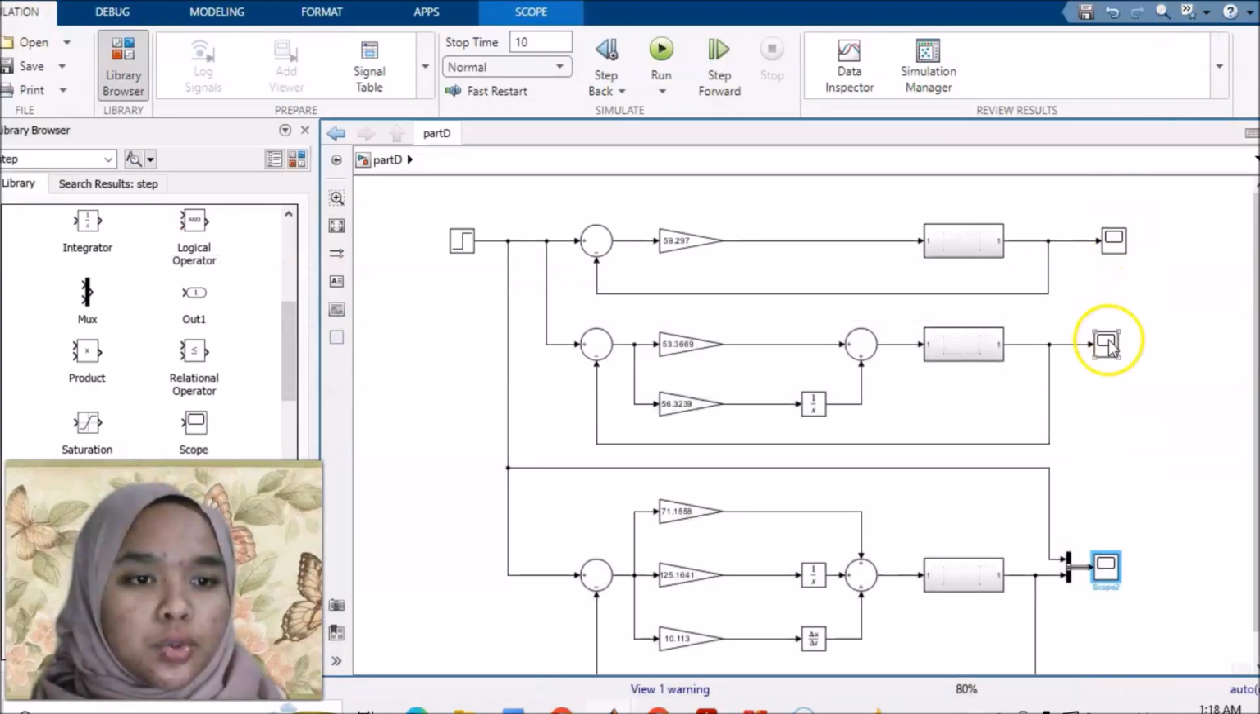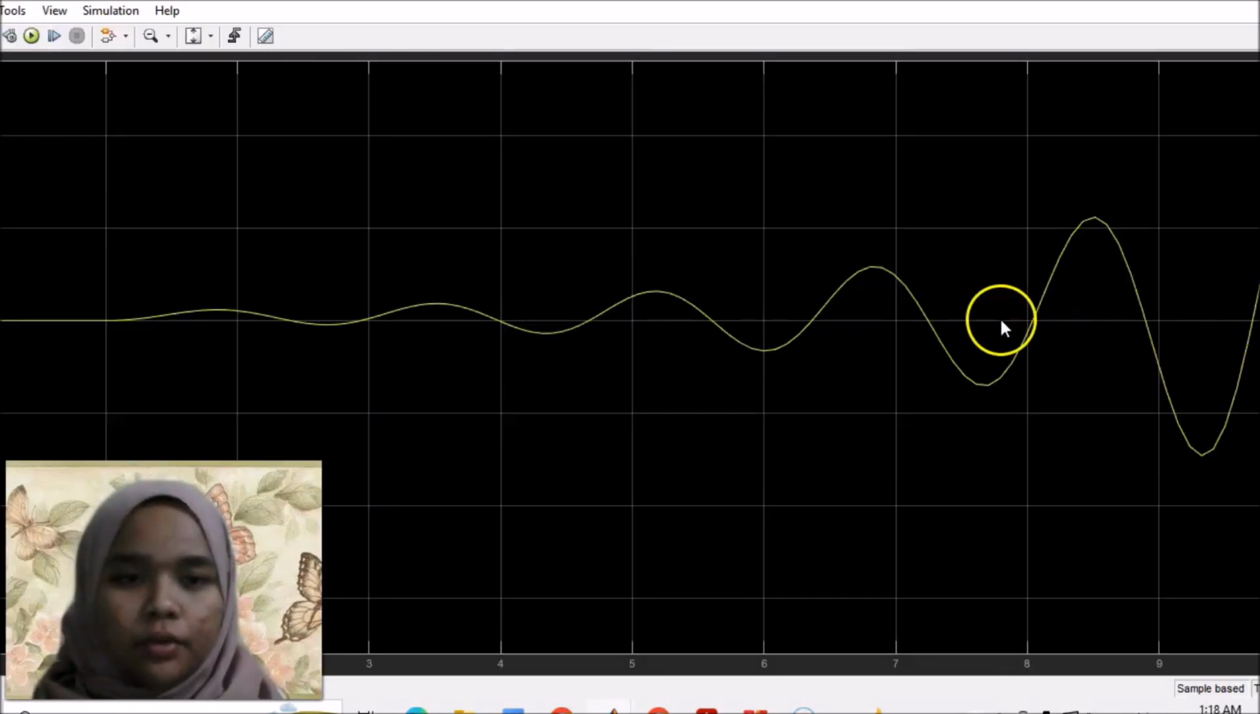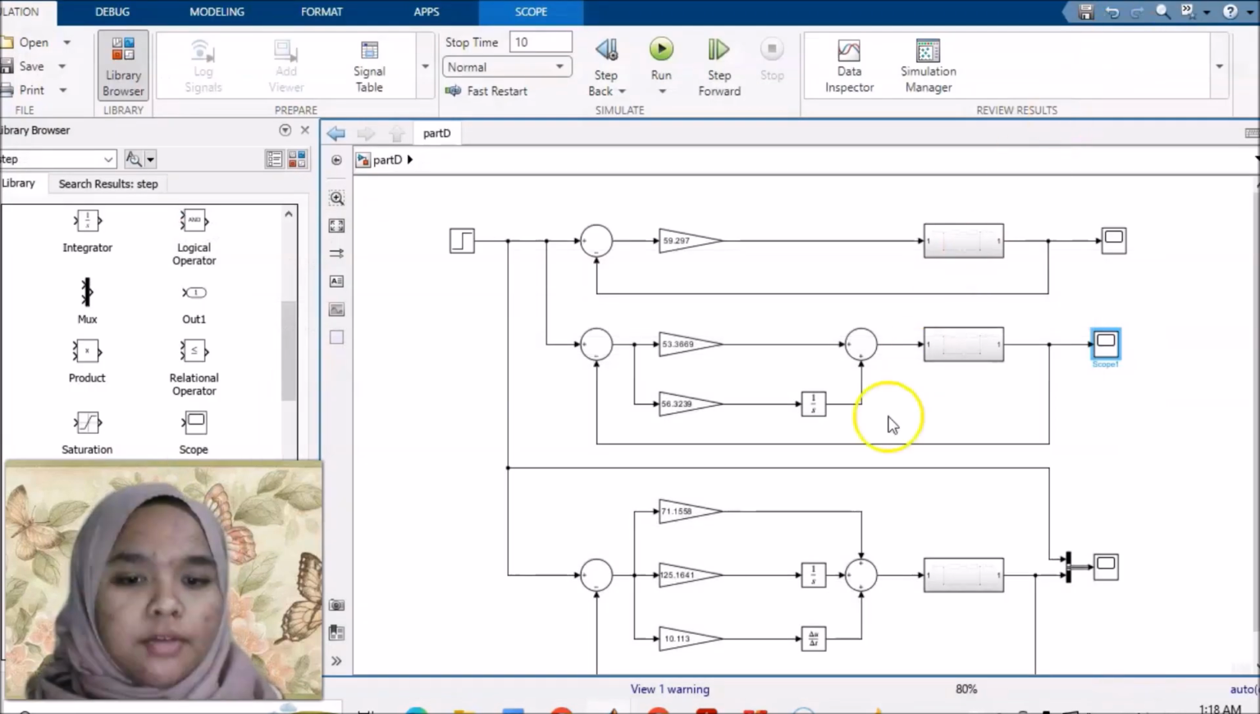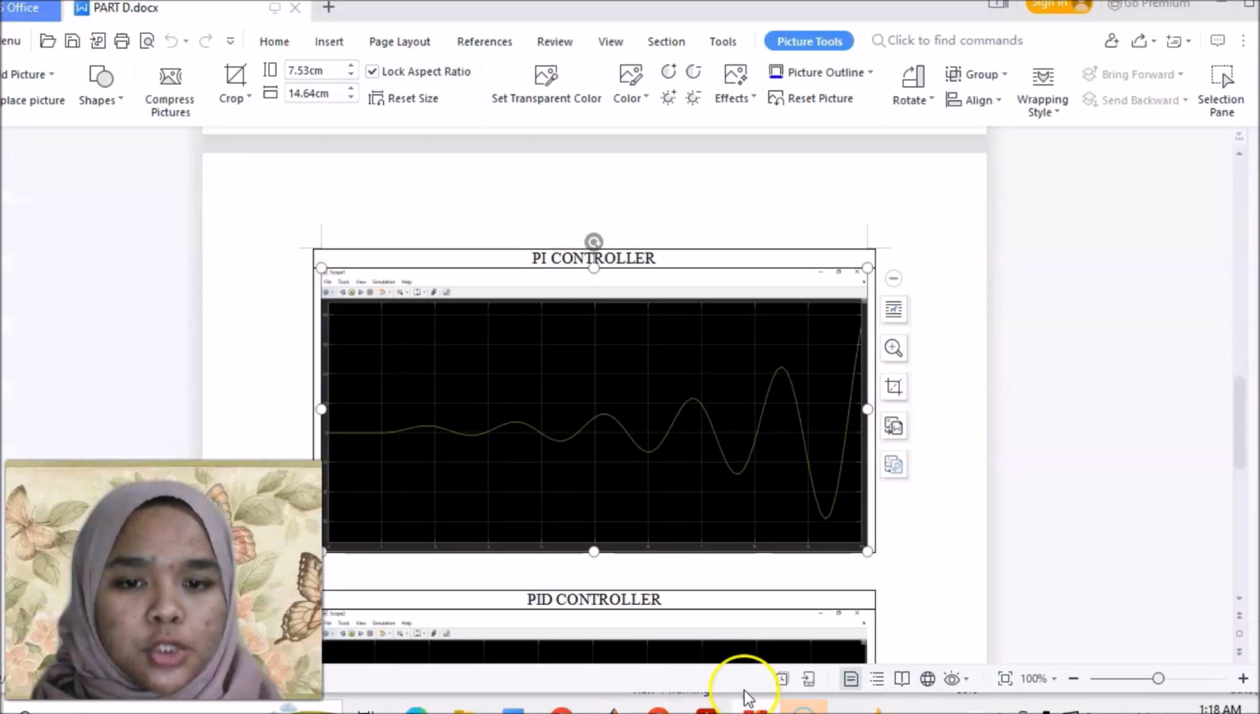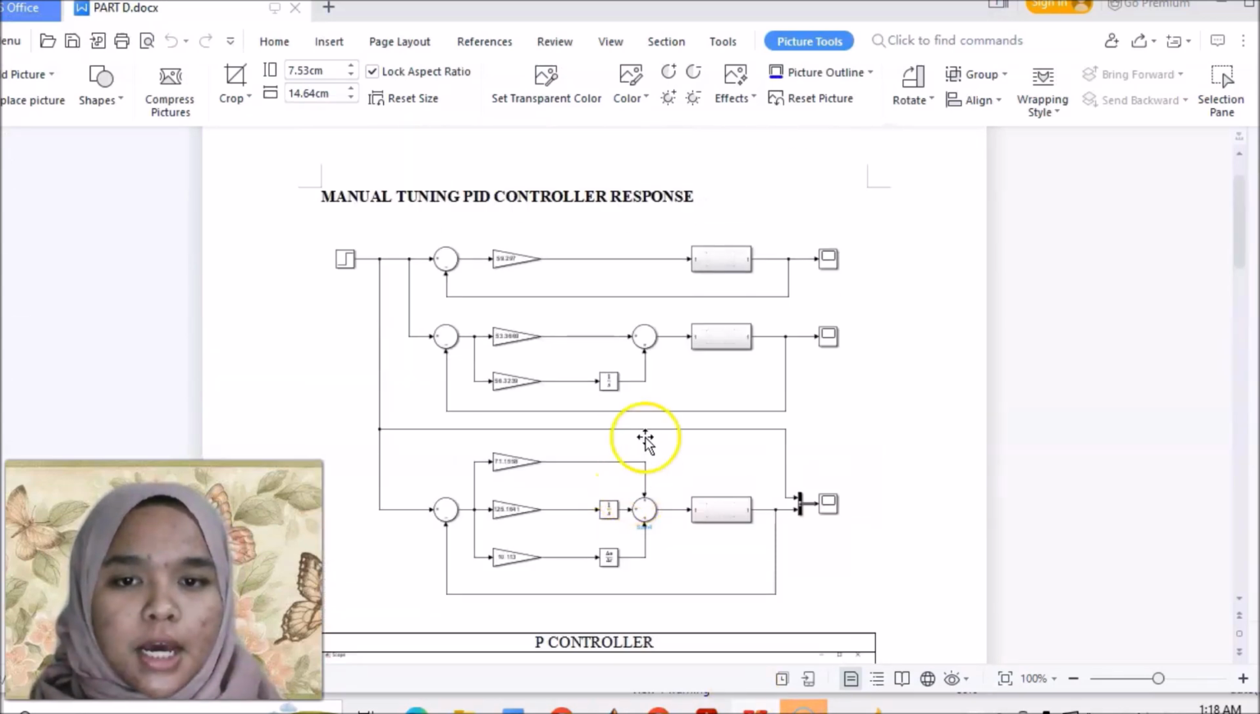Okay, so this one is for the PI. All of these readings are very different, and it is very important for us to firstly understand how this whole control system works. Okay, that explained part D.